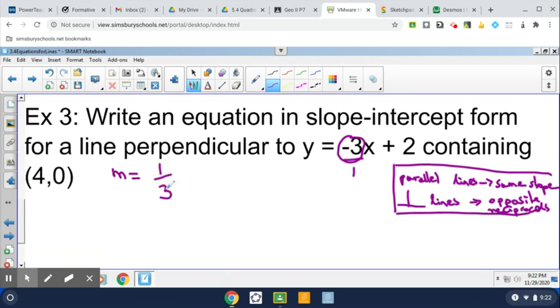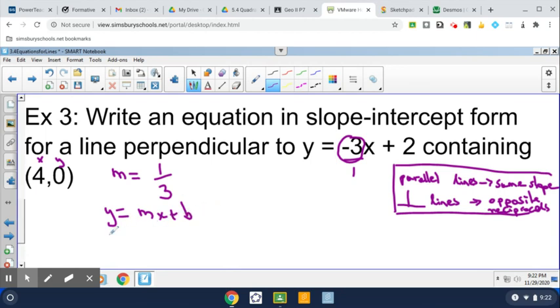Okay, now it passes through 4 comma 0. So this is x, this is y. Do not confuse this. This is actually the x-intercept, not the y-intercept, because some people think that b is equal to 4. If this was 0 comma 4, then your y-intercept would be 4. But in this case, it's 4 comma 0. So we have to do our steps. y equals mx plus b. So our job is to find b.